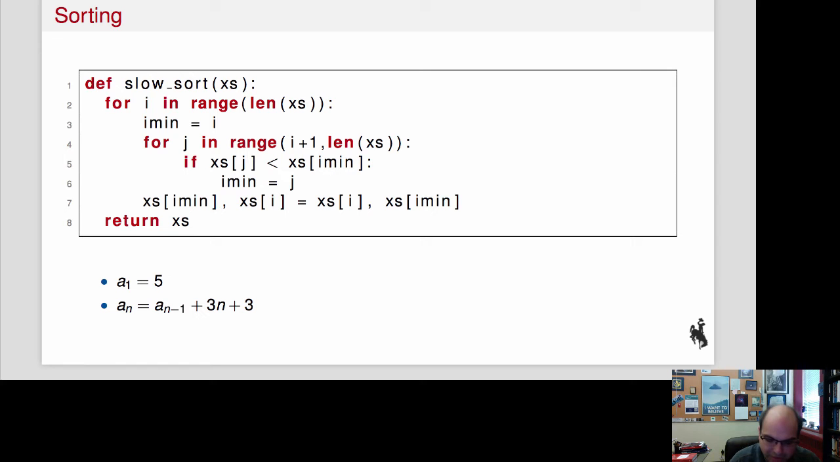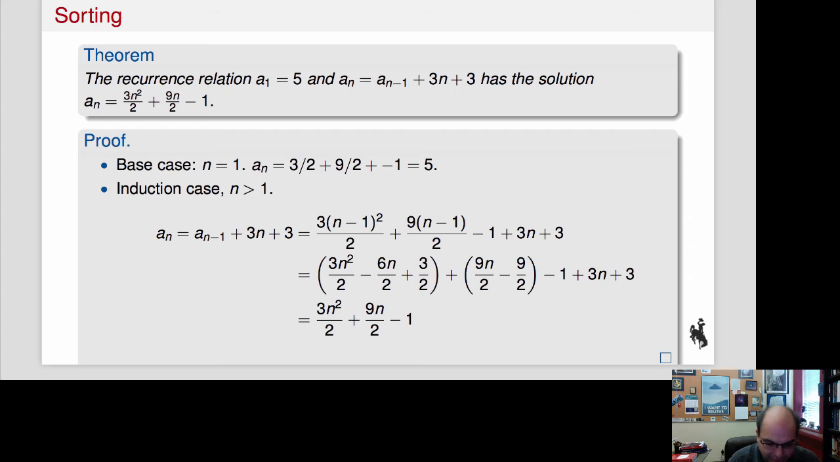They're really, really common in computer science, okay? So I'm going to claim that the solution to that is given by this: A sub n is equal to 3n squared over 2 plus 9n over 2 minus 1. Like I said, that comes from magic, that comes from observations. That's usually the hard part. The easy part is to prove it.